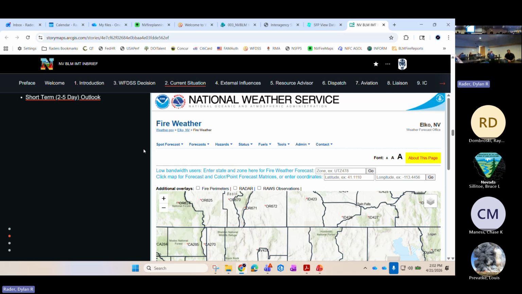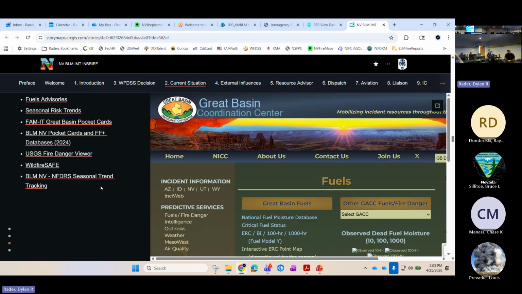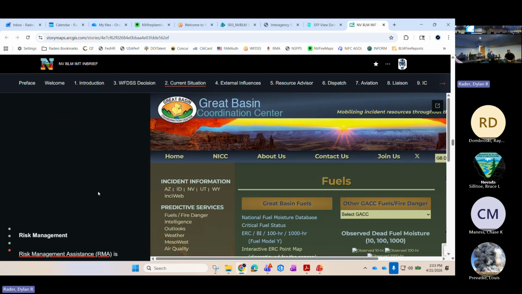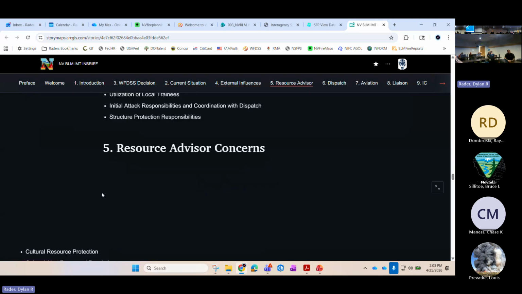And if you've ever had to prepare for a team, even if you have 48 hours before an in briefing, those 48 hours are busy. You got stuff that you're doing. You got a million different things. And then on top of that, you've still got the fire activity that you're managing as well. So within this story map are links that you guys can use for an in briefing.